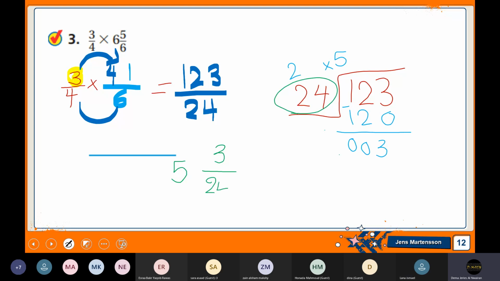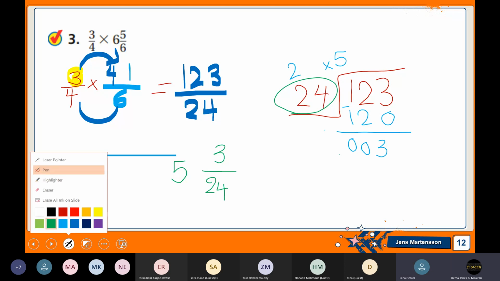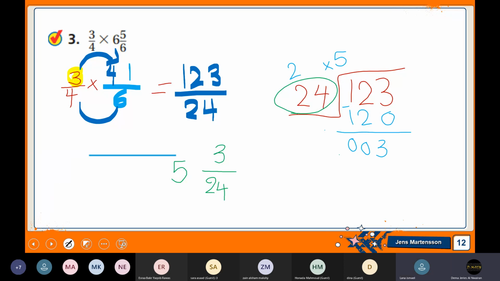24. Now, Lana, look at 3 and 24. Can you simplify them more? Yes, dividing them by what? We will divide 24 by 3. 3 divided by 3 is what?